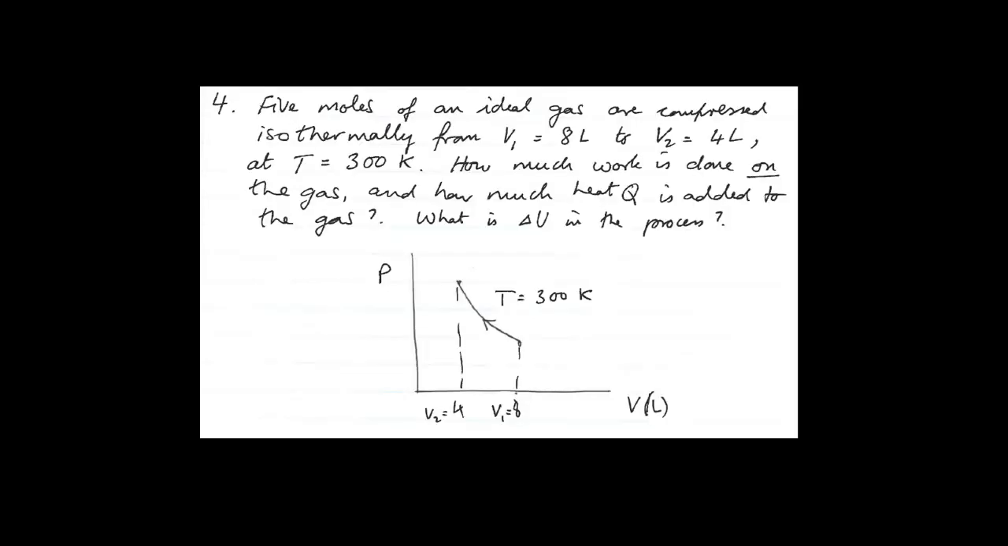Example 4. 5 moles of an ideal gas are compressed isothermally from V1 equals 8 liters to V2 equals 4 liters at T equals 300 Kelvin. How much work is done on the gas? And how much heat Q is added to the gas? What is delta U in the process?